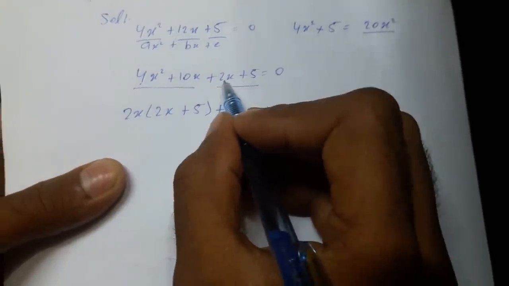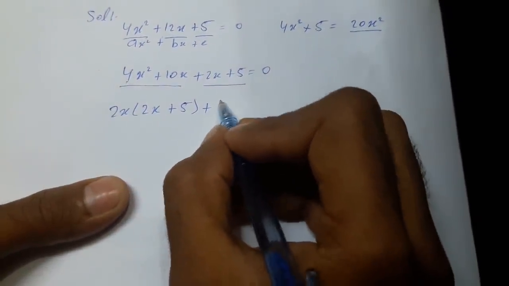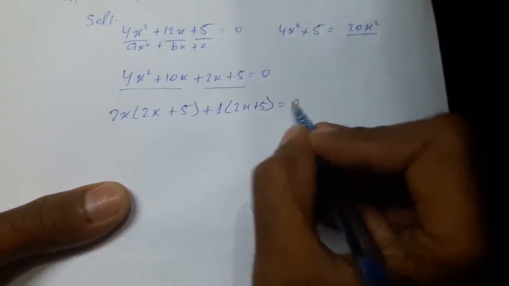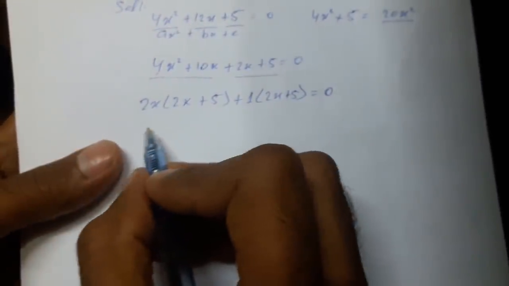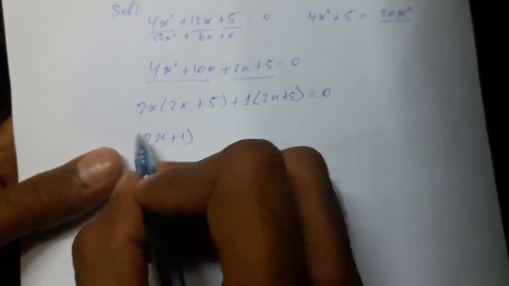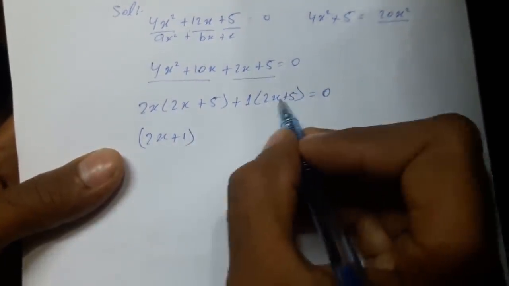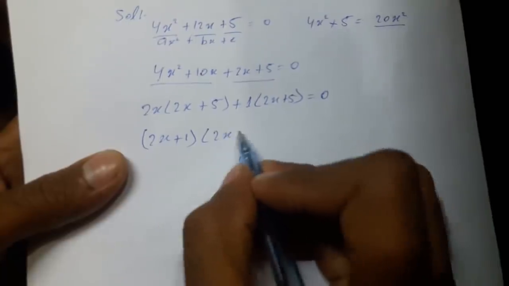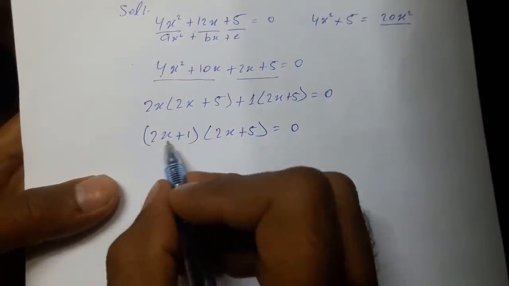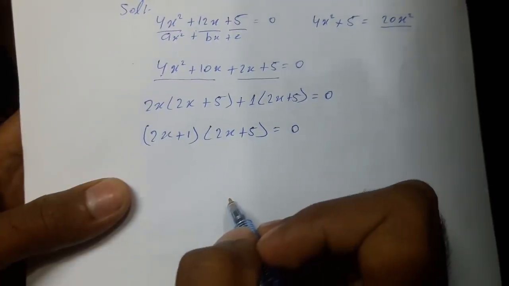Now what is common in the third and fourth value? There is nothing common, so we will take 1 as common. So 2x plus 5 is equal to 0. So what is the answer? What is the factorization? We put these values in one bracket, and this is the same, so we take it as common. 2x plus 5 is equal to 0. So our factorization is 2x plus 1 times 2x plus 5 is equal to 0.